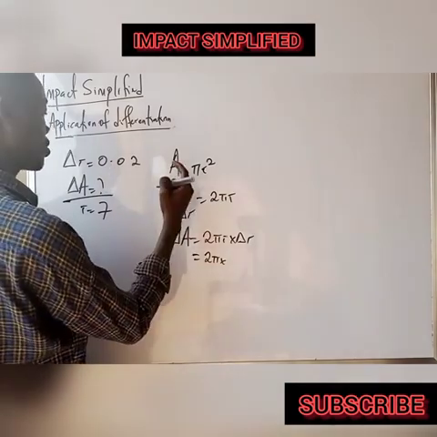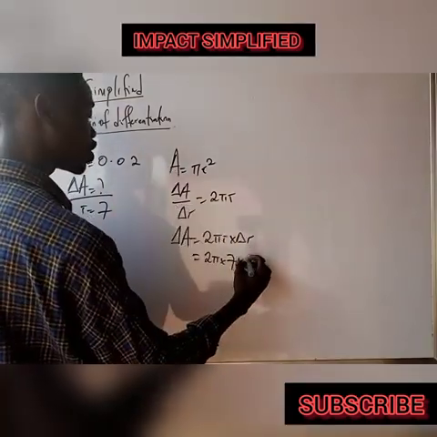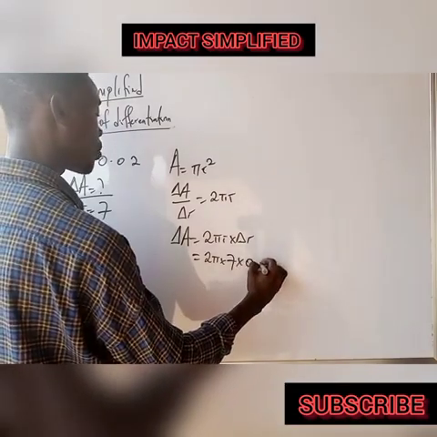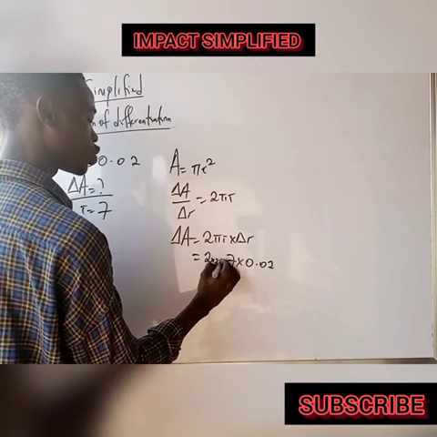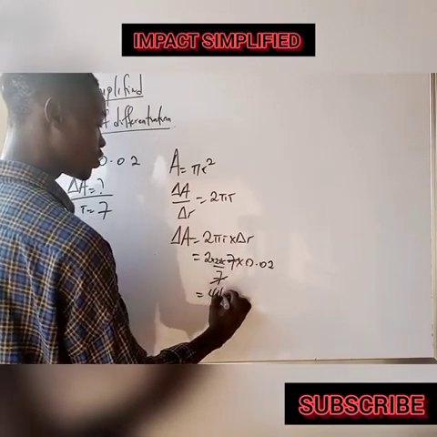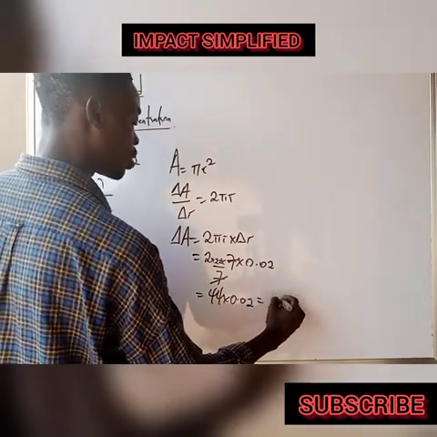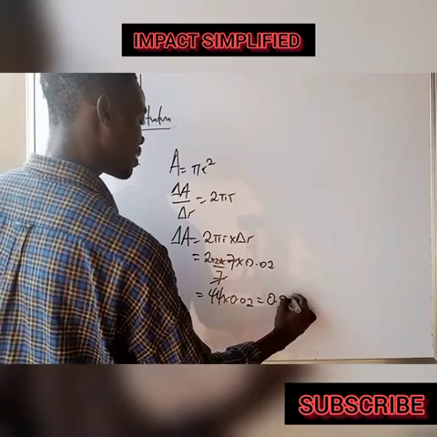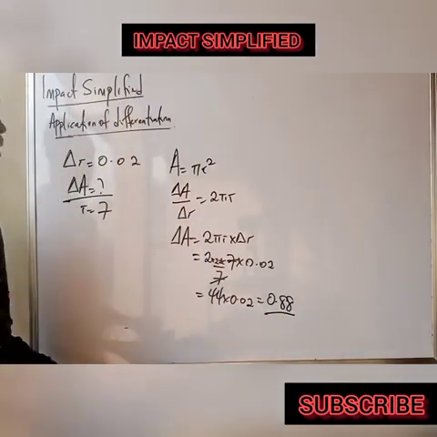And then you insert all the variables. What is your r? They gave us our r as 7, times your change in r, which is 0.02. And also we can change our pi to 22 over 7. We cancel this, and that will give us 44 times 0.02. And that will give us 0.88. Do we get that? It's simple. So that is that about that.